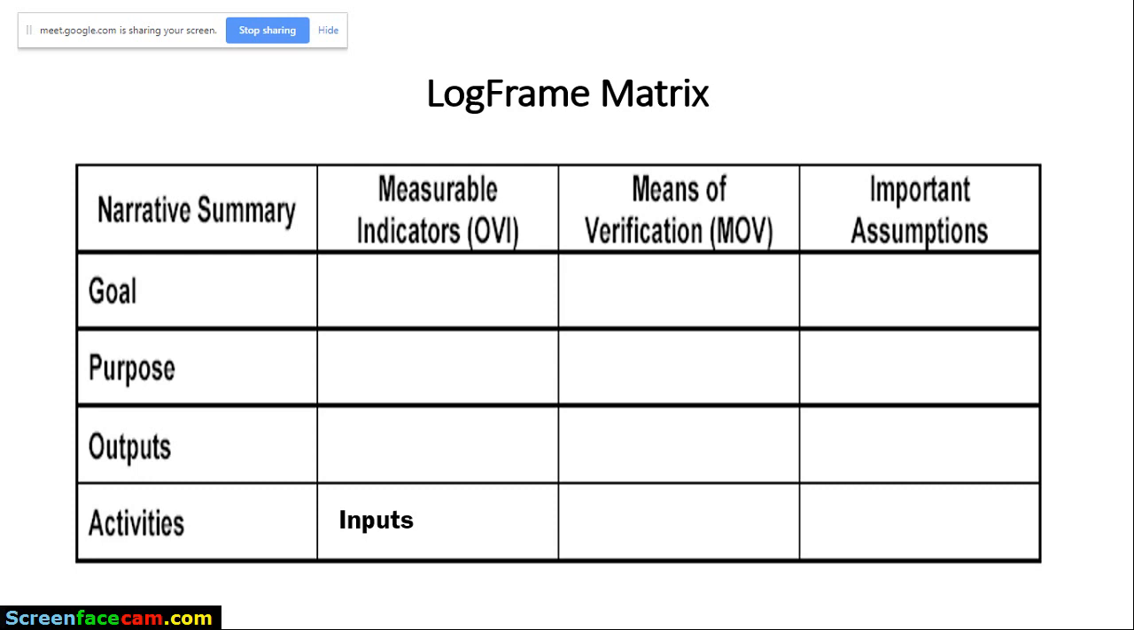So this is what we are talking about. Here we've got inputs. Inputs are resources in terms of human capital, infrastructure, machinery, monetary resources, laboratories, and so on. Then on activities, we are talking about those specific actions: what are we going to be doing? Those are activities. Then outputs: the very thing that we are likely to see after doing an activity, that is an output.